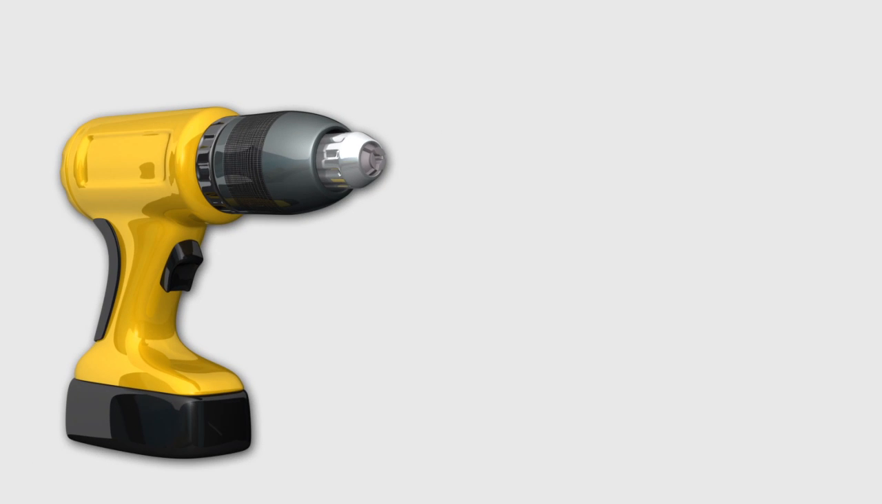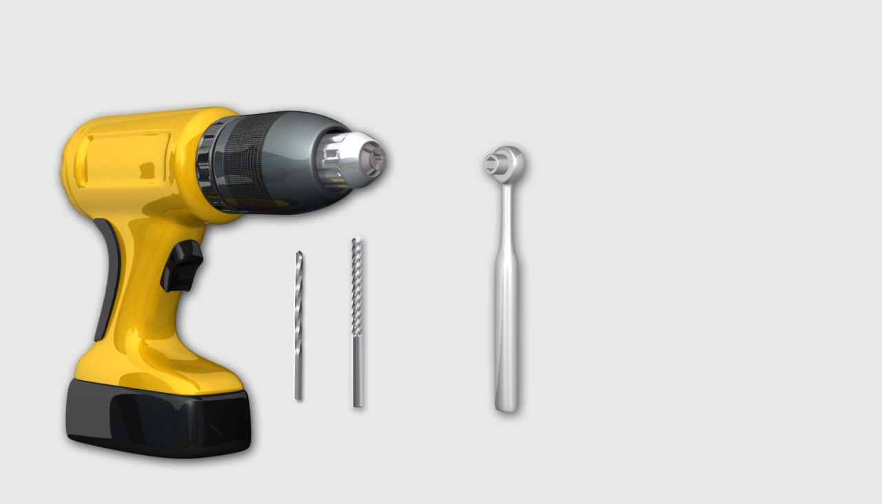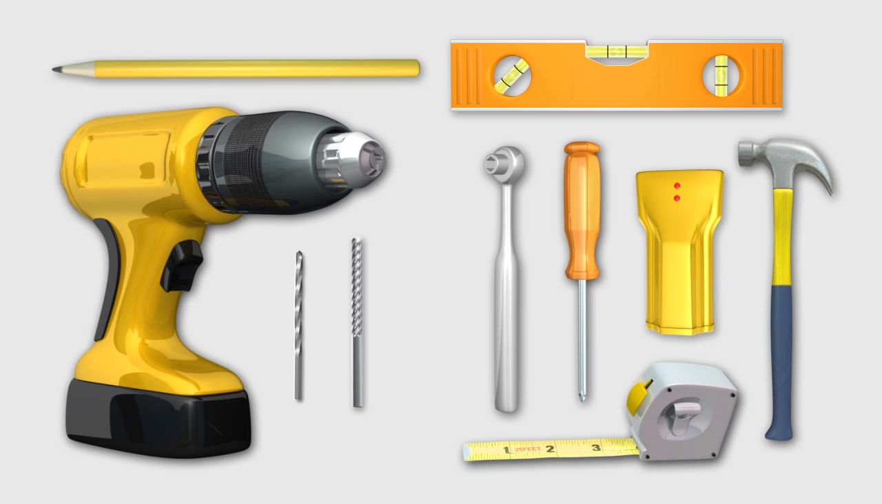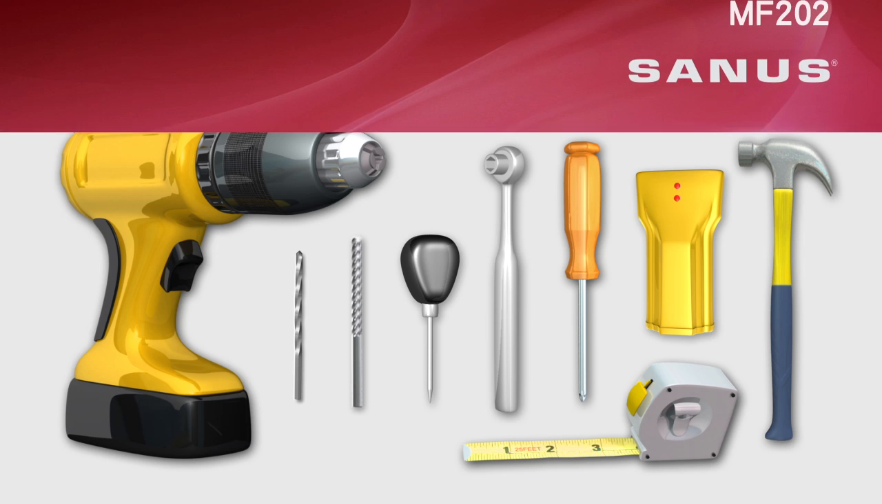Tool check. To install this product, you will need an electric drill, a 7/32 inch drill bit for wood stud installations, or a 3/8 inch masonry drill bit for concrete installations, a 1/2 inch wrench or socket, a Phillips screwdriver, a level, a tape measure or ruler, a pencil, a hammer, and an electronic stud finder. It's also a good idea to have an awl or small nail to verify stud locations.